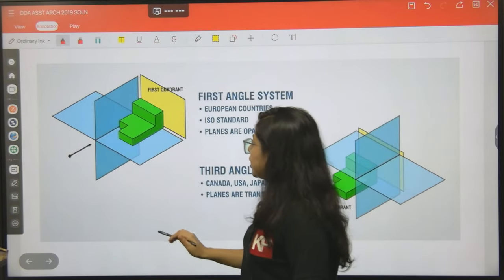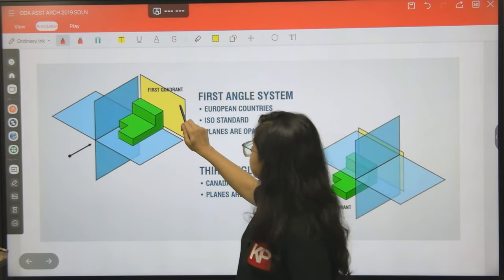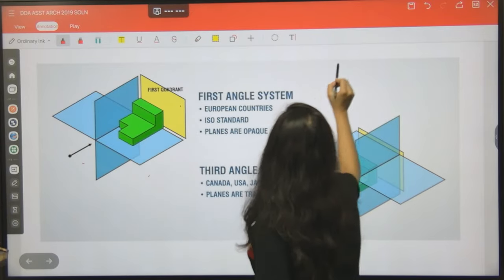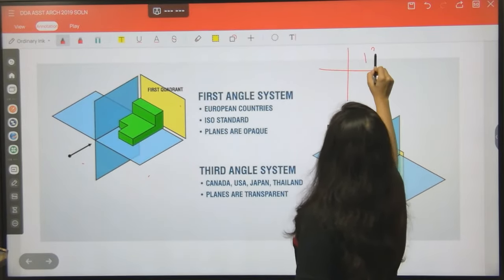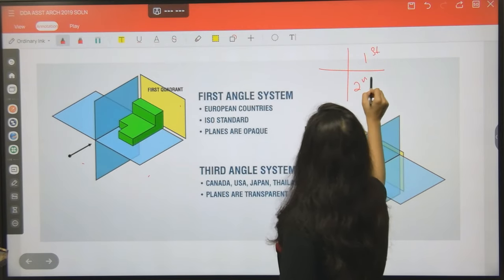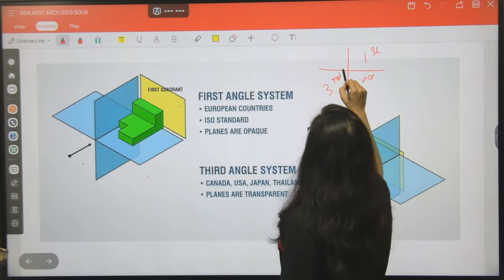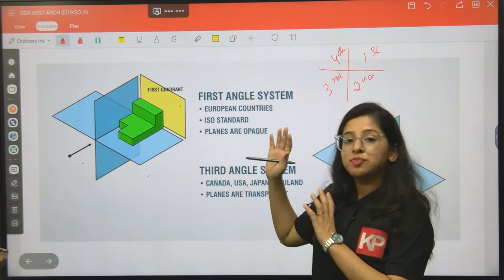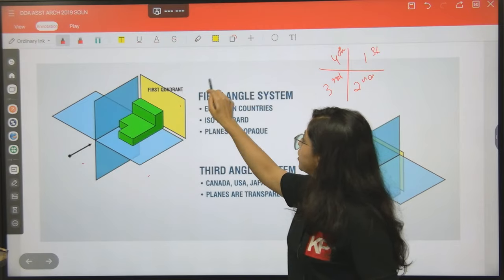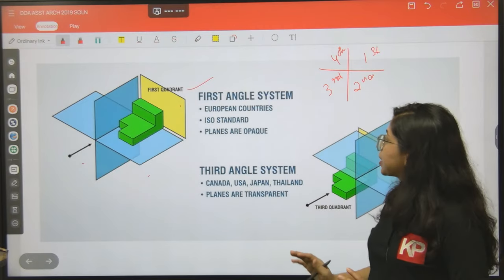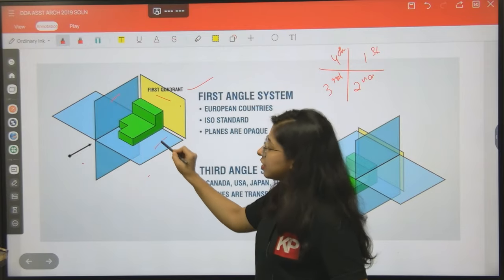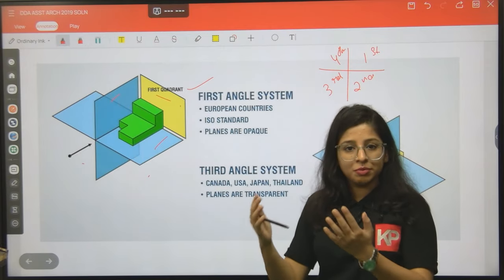Basically, see, there are quadrants. This is the 1st quadrant, then you have the 3rd quadrant. 1st, 2nd, 3rd, 4th, okay? Something like this. So this is the 1st quadrant, 2nd quadrant, 3rd quadrant, and the 4th quadrant, okay? Now first, whenever you do any kind of projection of an object in the 1st quadrant, it is known as the 1st angle system. And in the 1st angle system, we assume that these planes, there are 3 planes, right? It's a 3D image, so there will be 3 planes.